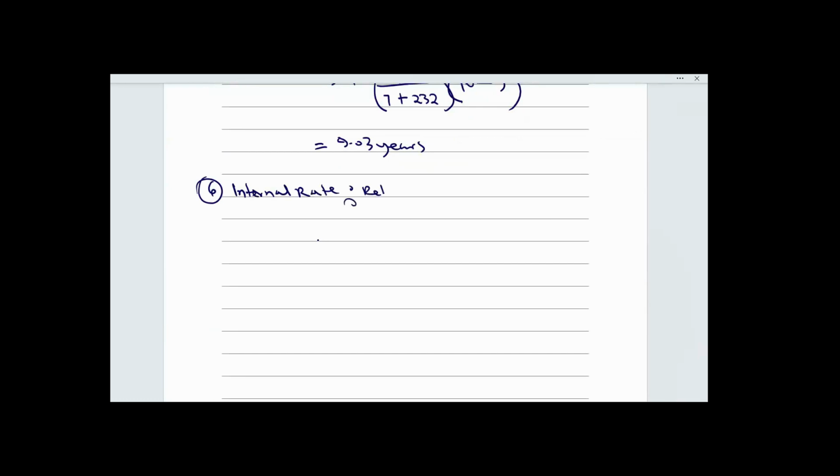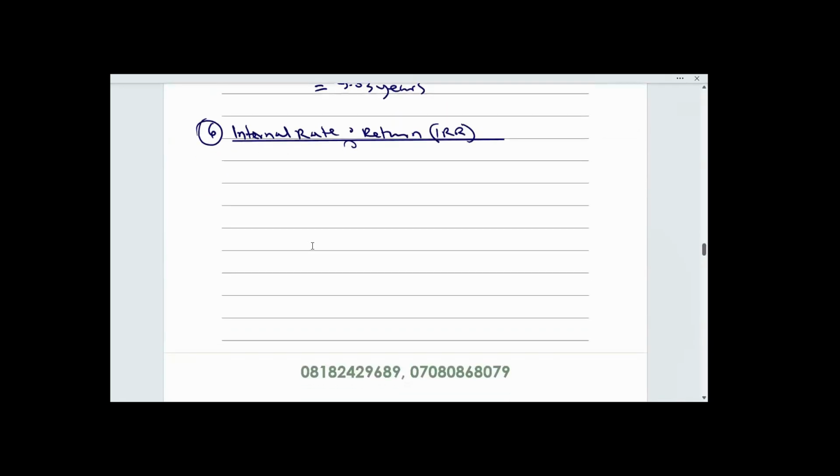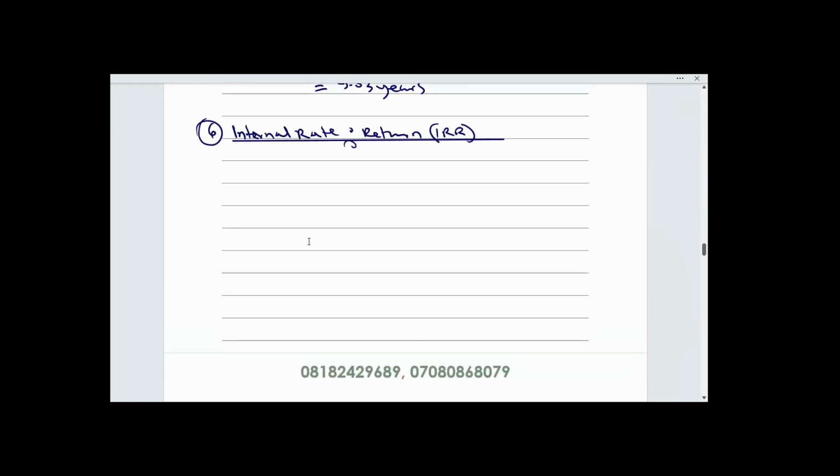Rate of return, IRR. We said that to calculate IRR, you are supposed to assume two discount rates that will produce two opposing NPV. One discount rate will give you a positive NPV, another discount rate will give you a negative NPV, then you interpolate. So without wasting more time, let's assume 20%. Let's use that 20% to compute our NPV. Hopefully, we are going to get a negative NPV.